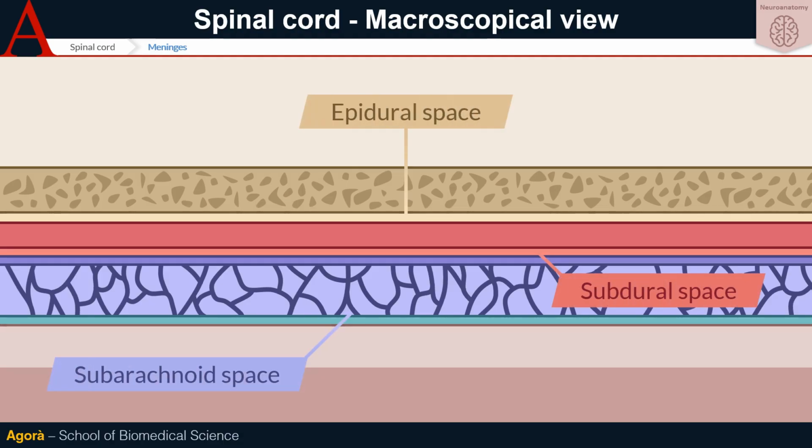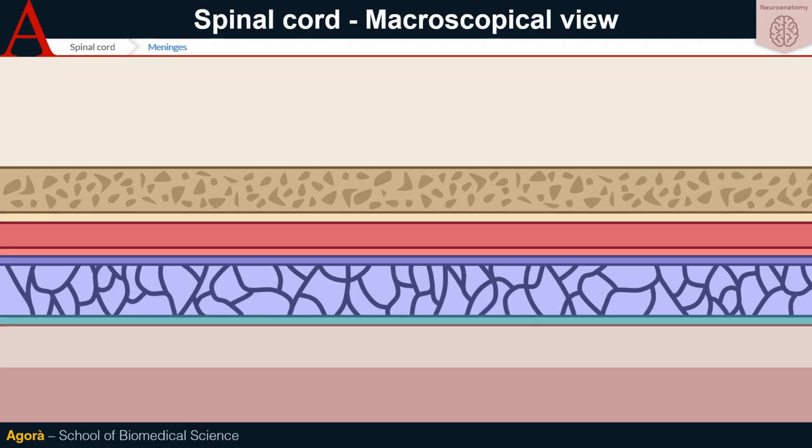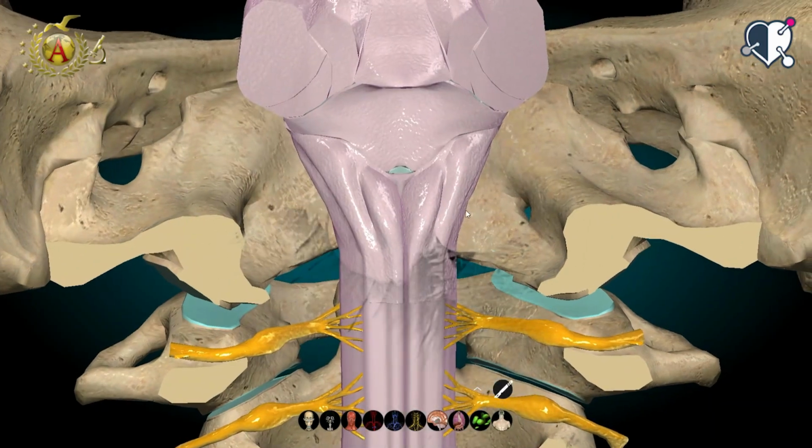These 3 layers are separated by meningeal spaces: the epidural space located between the periosteum and the dura mater, the subdural space between the dura mater and the arachnoid, and the subarachnoid space between the arachnoid and the pia mater. These protective membranes are present not only along the spinal cord but also in the brain, providing crucial protection to all key structures of the central nervous system.